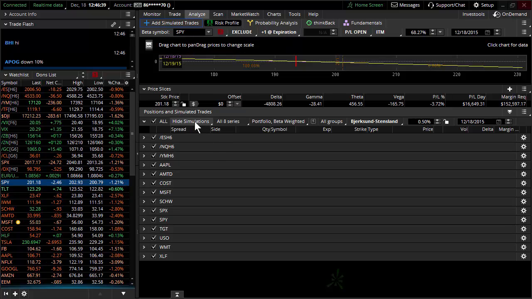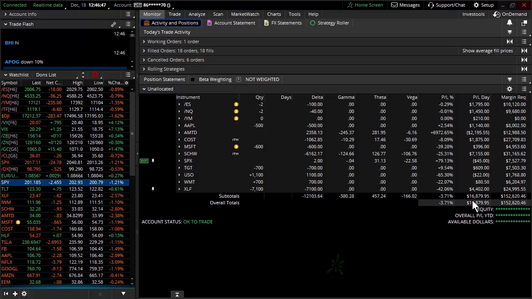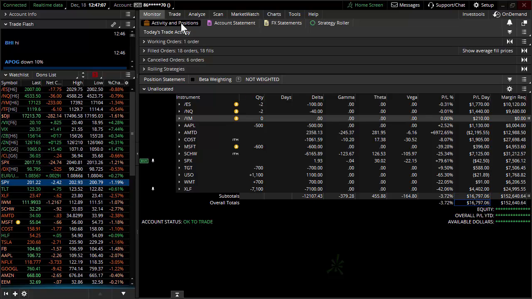There are absolutely no simulations. All of these are live positions. And in fact, of course, I can show you my monitor tab. So I'm up about $16,000, $17,000 today on my aggregate positions that I hold in this one account. I do have multiple accounts at TD Ameritrade. This is my primary trading account. S&Ps are down about 18 points, and I'm up about $16,900 and some odd dollars over here.